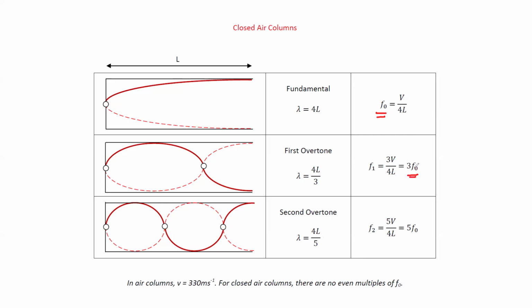for the second harmonic will be 3 times f naught. So it will always be a multiple of an odd number. If it is vibrating, the first one is f naught, the second one will be 3f naught, the third will be 5f naught, the fourth 7f naught, the fifth 9f naught, the sixth 11f naught, and so on. Here f naught means the original frequency.